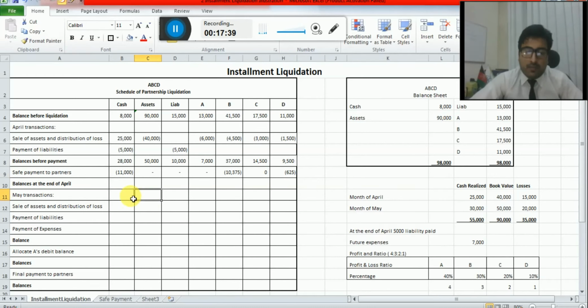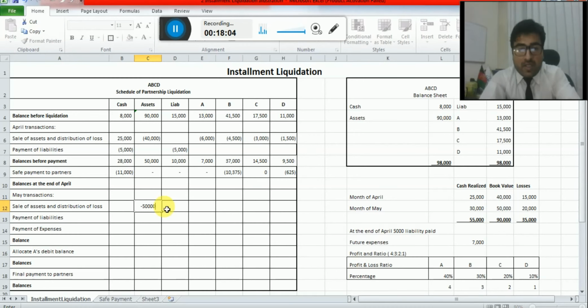Okay, now we are coming into the May transactions. What is happening in May? 50,000 assets are sold for 30,000. It means in May we have 50,000. So just come into the May transaction. This is only a heading, try not to be confused here. Come into the sale transaction here. In May minus 50,000, it means 50,000 asset is going out. Instead we are receiving 30,000.